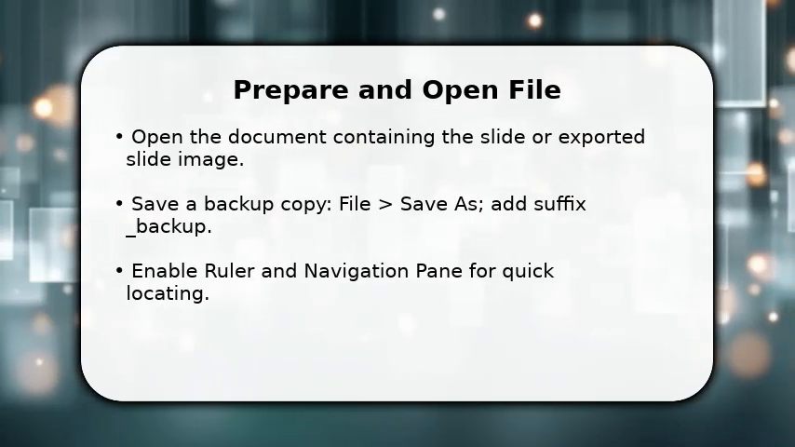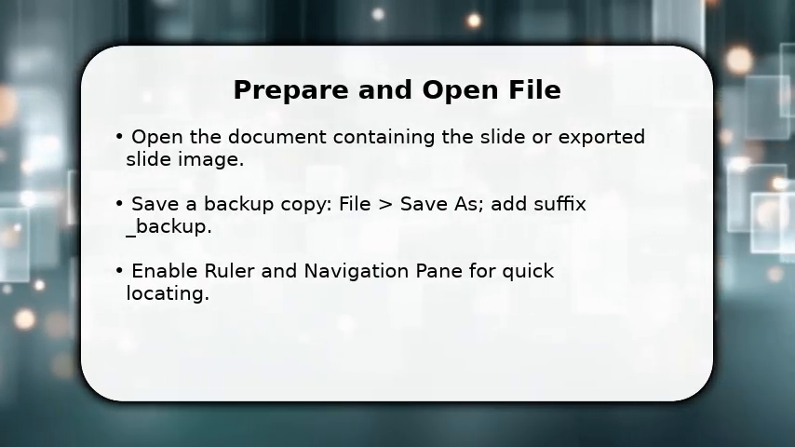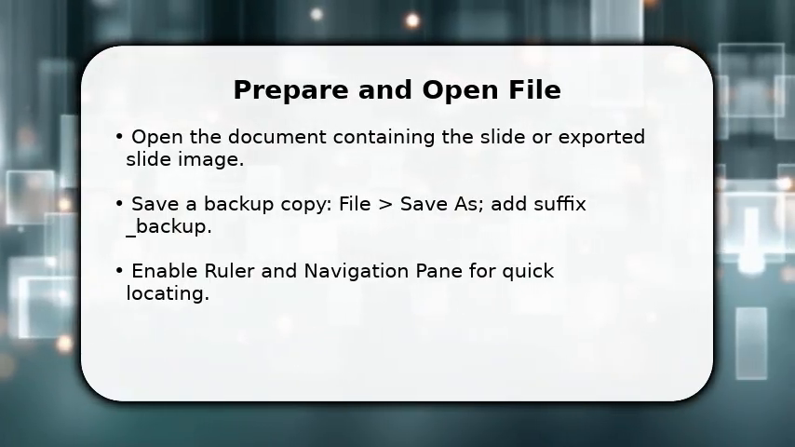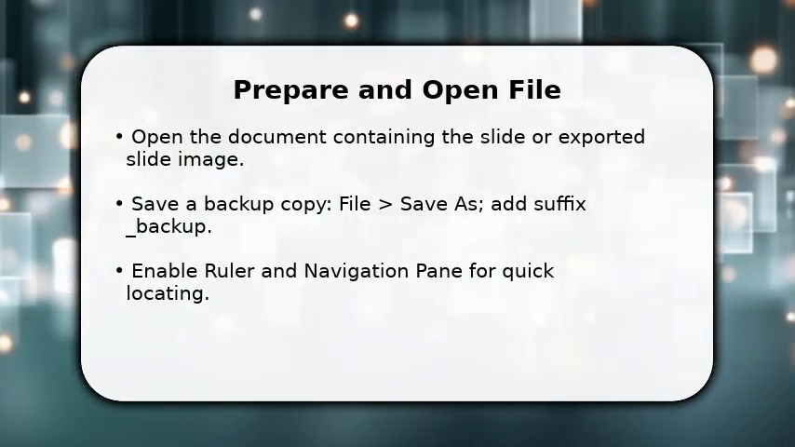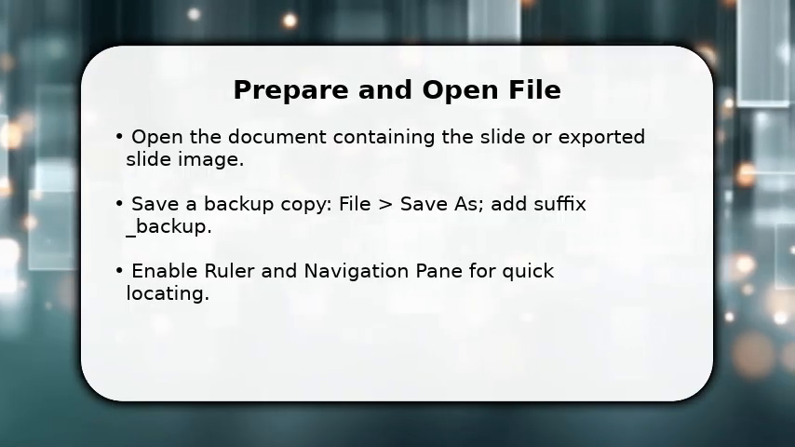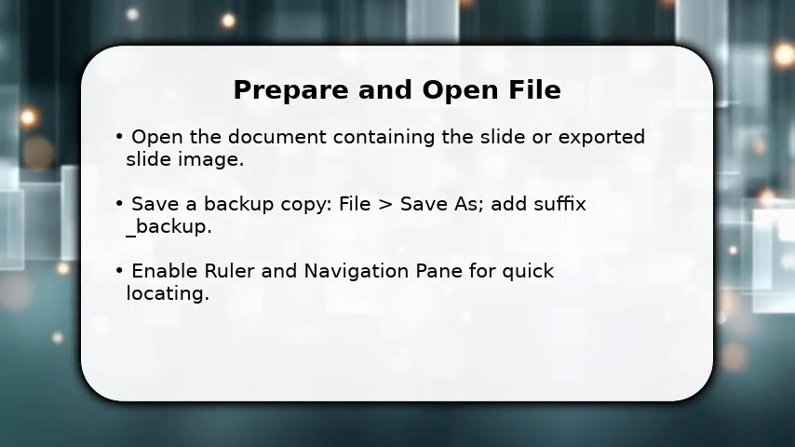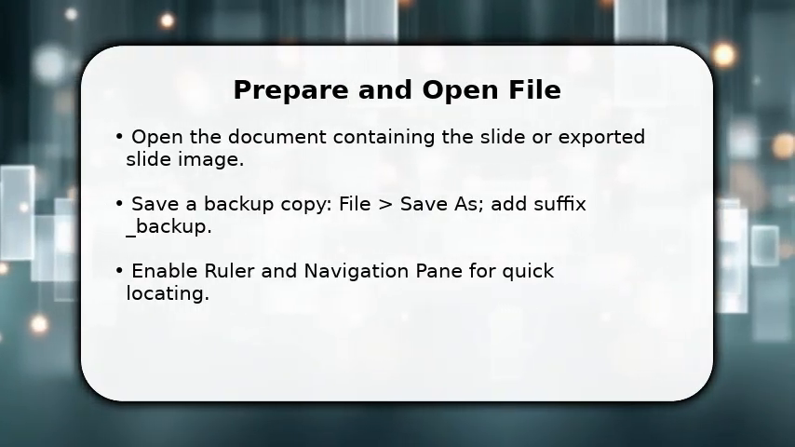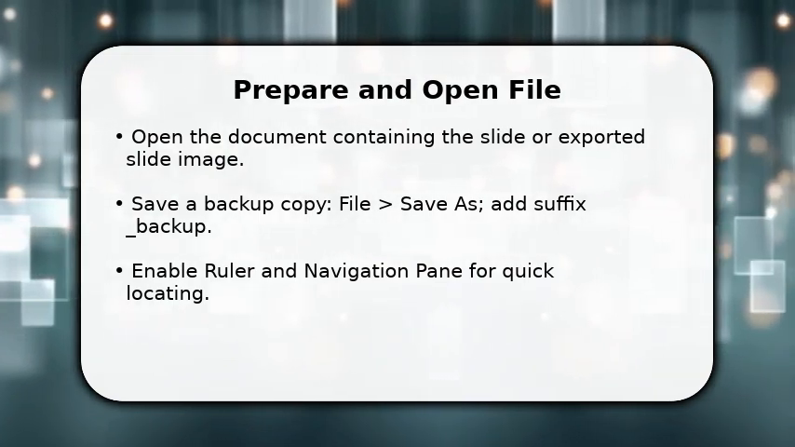You'll start by opening the Word document that contains the slide-like content. Once open, immediately save a backup copy to avoid data loss. Make sure the navigation pane and ruler are visible so you can quickly locate the page or object you want to remove. If the slide is an embedded object or image, inspect with a single click to see anchors and wrapping. Once you have these controls visible, you're ready to identify exactly which page or framed element must go next.